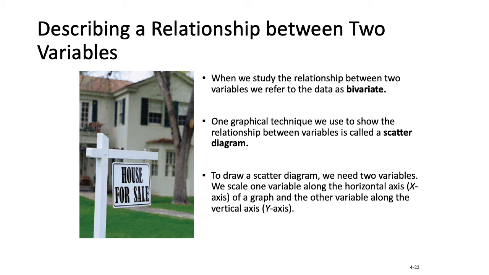One graphical technique to use to show the relationship between two variables is a scatter diagram or a scatter plot. To draw our scatter plot, we need two variables. We scale one variable along the x-axis and the other variable along the y-axis. Typically, the dependent variable goes on the y-axis and the independent variable on the x.